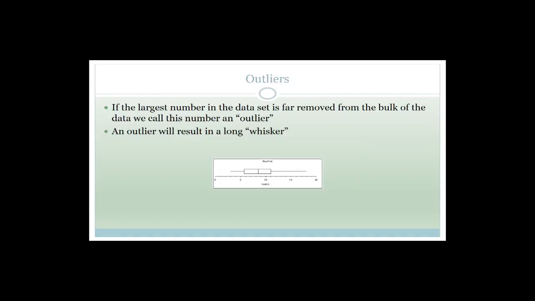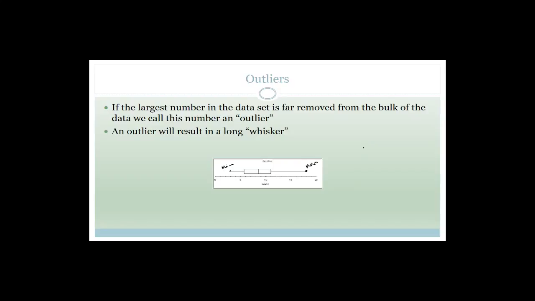Now, let's just talk about outliers. We've already spoken about the fact that this here is the minimum value and this is the maximum value, okay? Now, if the largest number of the data set is far removed from the bulk of the data, we call this number an outlier. An outlier will result in a long whisker. So an outlier is data that's very far away from the rest of the data.